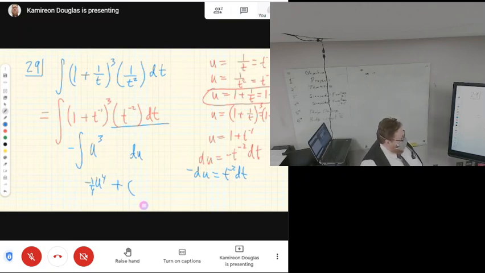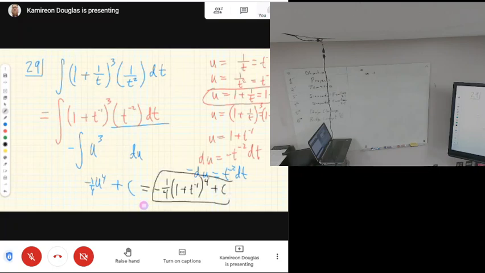Last thing, I plug back in u. Again, if we were doing a bounded integral, we wouldn't have to take this last step because we avoid that by adjusting everything to be in the new form. But this is unbounded, so we can't take that risk. So, negative 1/4, 1 plus t to the negative first, to the fourth power, plus c. You could argue whether you should switch back to t to the negative first power. I think it's semantic. Not really necessary. It's nice.